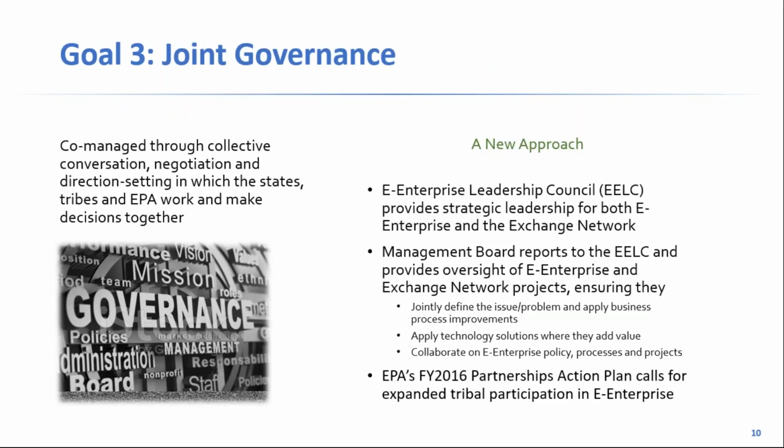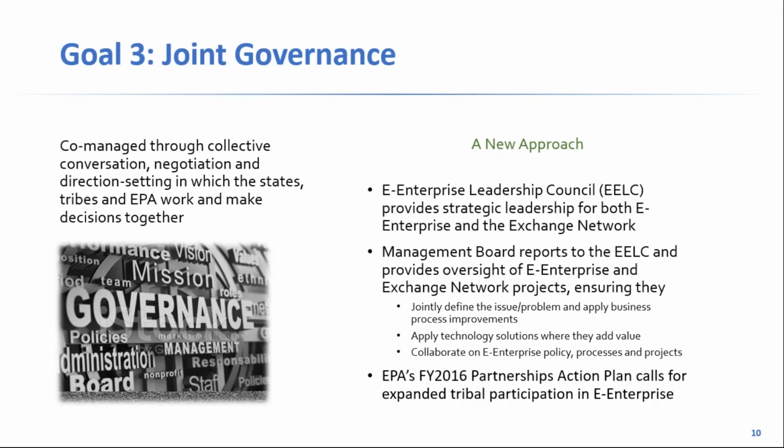On the next slide, really at the heart of E-Enterprise is the third goal, and I often say this could just as easily be our first goal, and that's about joint governance. Joint governance means that E-Enterprise is to be co-managed through collective conversations, negotiations, and direction setting in which the tribes, states, and EPA work together to make decisions. There are 3 governance bodies in E-Enterprise that you'll see in the charter materials.